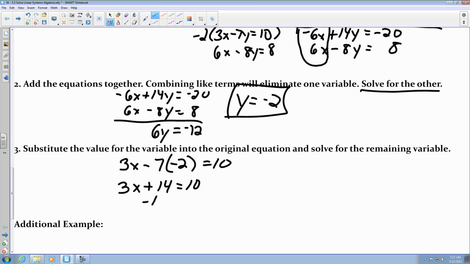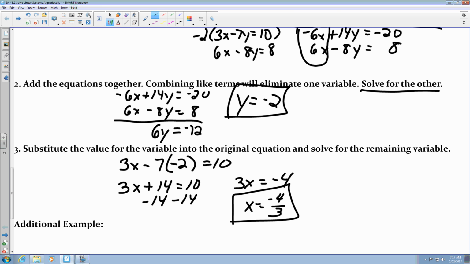I'm going to subtract 14 from both sides, which gives me 3x equals a negative 4, and my x will equal a negative 4/3. So my ordered pair here will be negative 4/3, comma, a negative 2. See, that one would be kind of tough to pinpoint or estimate while graphing, so that's why we solve things algebraically.